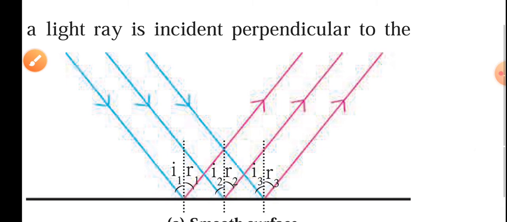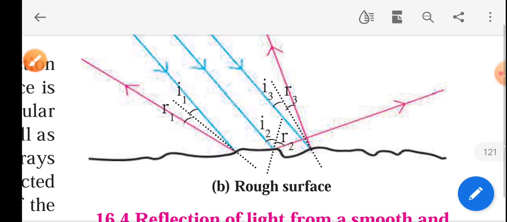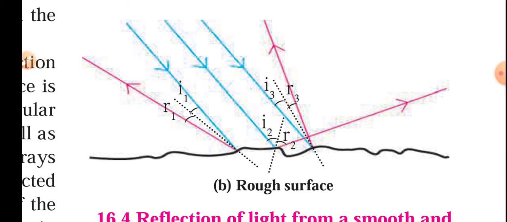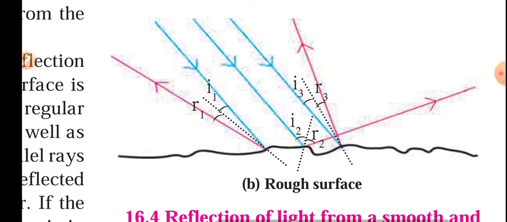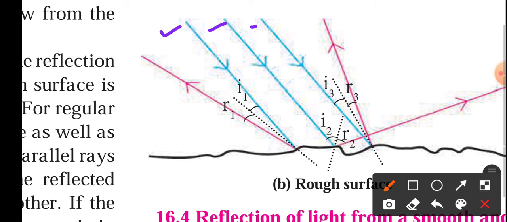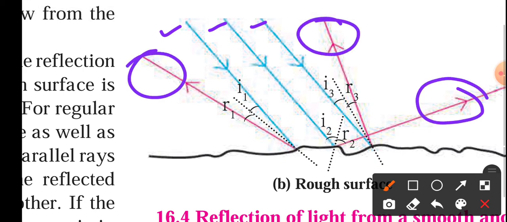Whereas when we talk about rough surfaces, you can see what exactly is happening. Incident rays are parallel in this case. These three rays are parallel to each other. But when their reflection comes, you can see this ray, this and this one, all three are going in different directions. It's just because of the different surface angles.